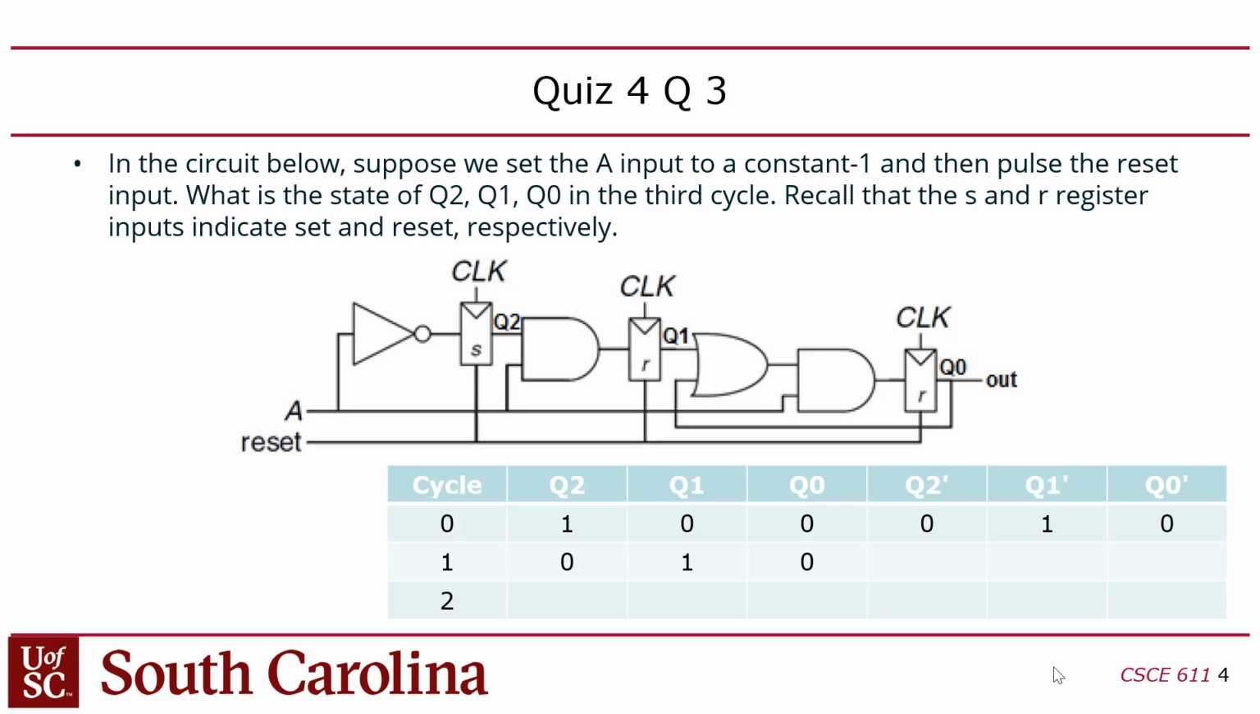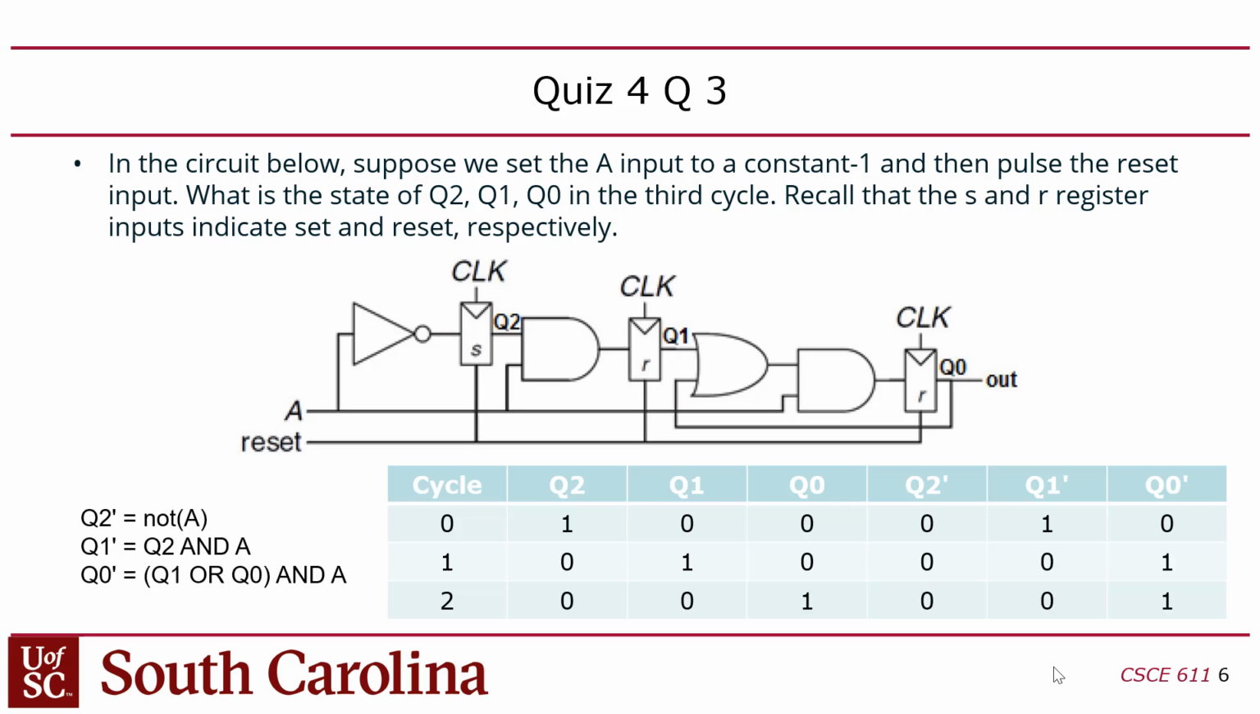Make sense, right? Once you have the next state, it then becomes the current state in the next cycle, and then you just repeat that same process. You calculate the next state as a function of the current state and any inputs, and in this case we just had a hardwired input. A was hardwired to 1.